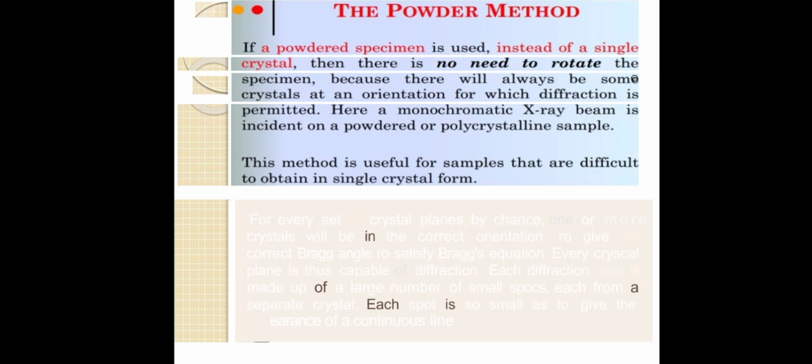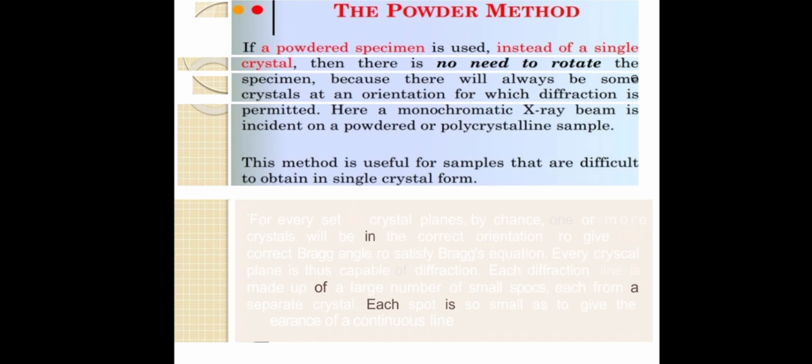The powder method. If a powder specimen is used instead of a single crystal, then there is no need to rotate the specimen, because there will always be some crystals at an orientation from which diffraction is permitted. Here a monochromatic X-ray beam is directed on a powdered or polycrystalline sample. This method is useful for samples that are difficult to obtain in single crystal form.